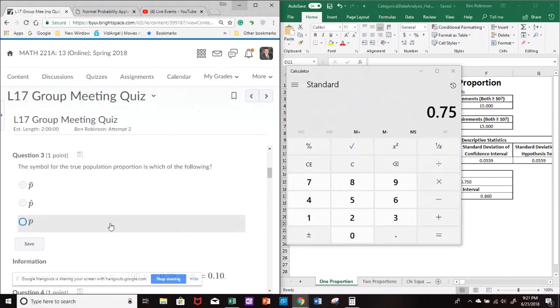I'll take it. The symbol for the true population proportion is which of the following? And it's the last one. P. I agree.